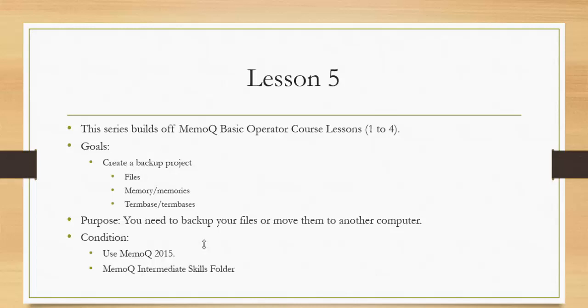In order for you to do all of these things, first of all, you have to get MemoQ 2015. This is the latest edition so far. And you have to download the MemoQ Intermediate Skills folder. You can download MemoQ 2015 from the official website, www.memoq.com or www.kilgray.com. As far as the MemoQ Intermediate Skills folder is concerned, it belongs to me only, and you can find it in the link that is associated with this lesson.